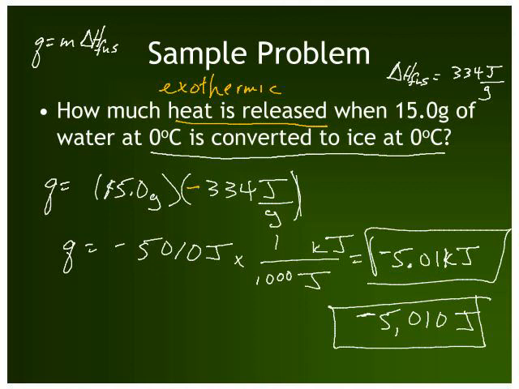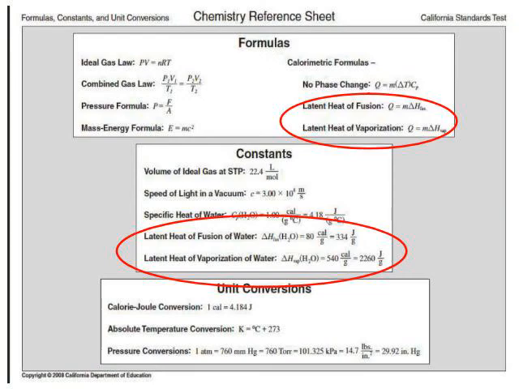So very simple problems, considering you have to be given the heat of fusion in order to calculate them. And as you can see on your periodic table, you're given those values. A lot will be written in the problem, but you want to know that they're available to you on the back of your periodic table. So when you're taking a quiz or a test, that's where you want to look for the information.